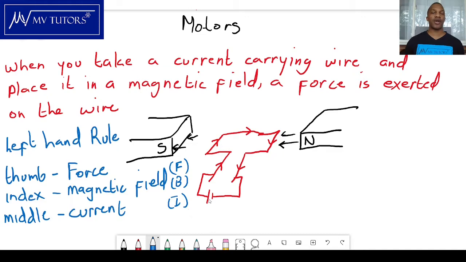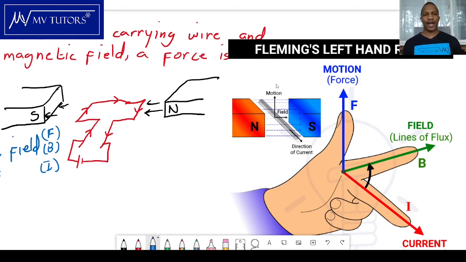Now let me grab a picture to demonstrate how it looks. Okay, here we go. I've got Fleming's left hand rule right over here. Let's start with the magnet they use in this example. They've got the north on the left and the south on the right to create a magnetic field. It moves from north to south, so from left to right, and it's represented by the index finger. The line of flux is the magnetic field.